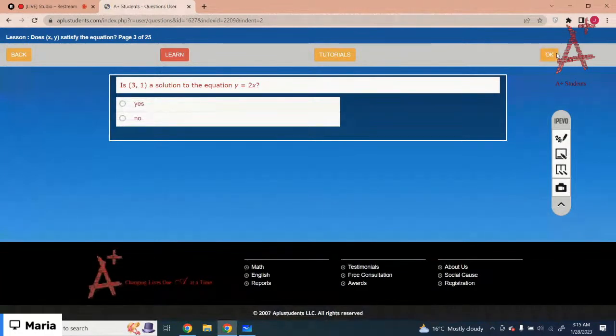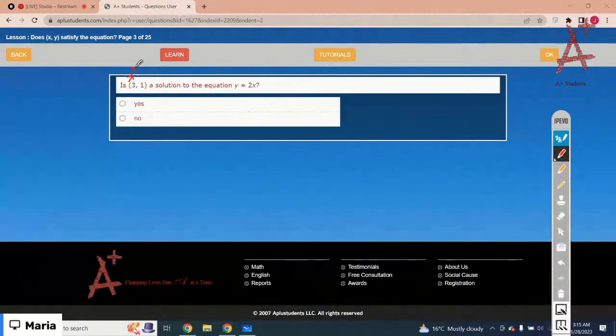Okay, the next one is: is (3, 1) a solution of the equation? So x is 3 and y is 1. Got it? Just put the values. y equals 1, 2 times 3, so 1 equals 6. So the answer is no, they are not equal. Got it? The correct option is no.